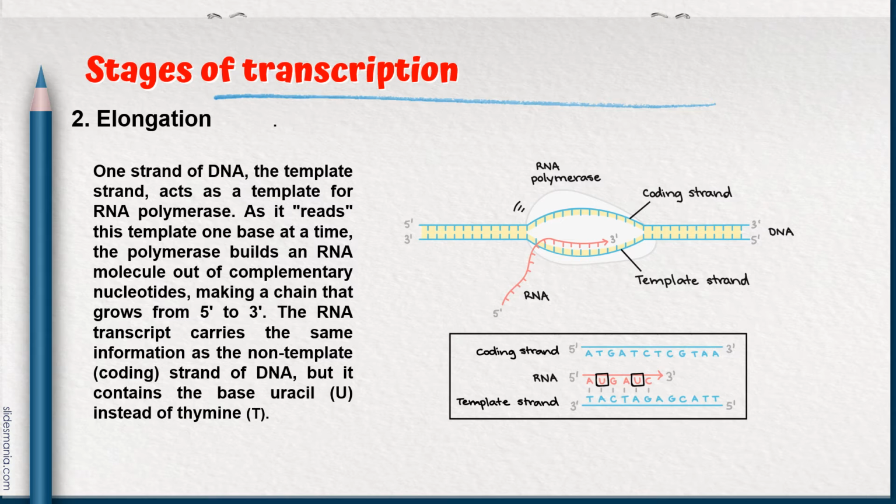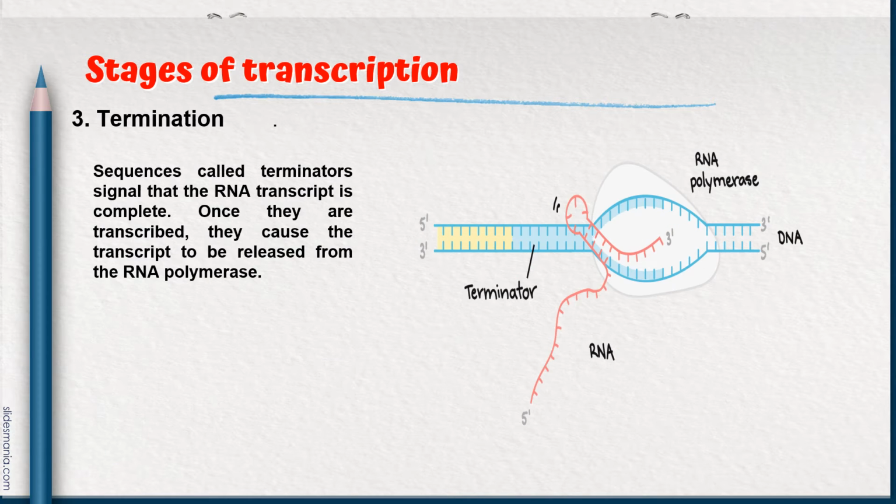RNA polymerase synthesizes an RNA transcript complementary to the DNA template strand in a 5' to 3' direction. It moves forward along the template strand in the 3' to 5' direction, opening the DNA double helix. As it goes, the synthesized RNA only remains bound to the template strand for a short while, then exits the polymerase. The last stage is termination.